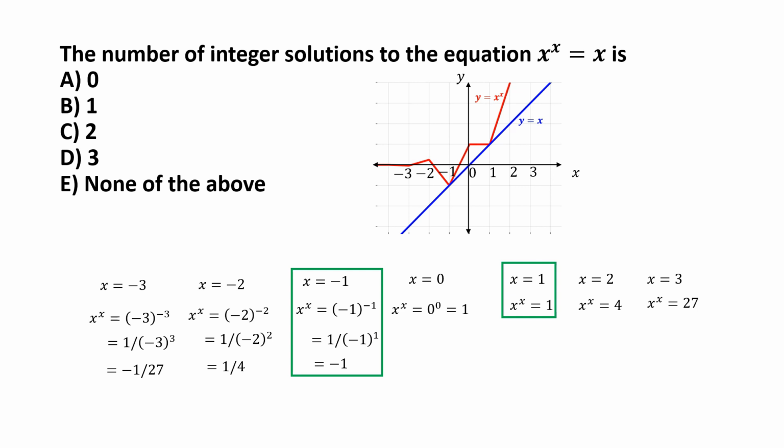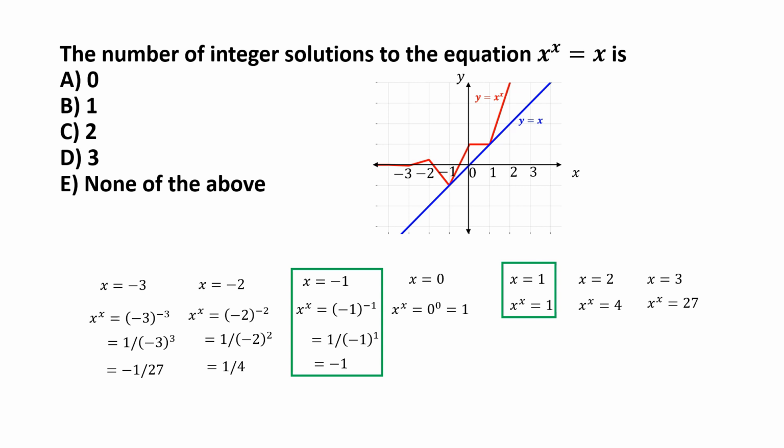Now, see what happens as x becomes more and more positive. Like I said, the graph of y equal to x to the power x, the red graph, moves more and more away from the blue graph, right? So there is no meeting point there beyond x equal to 1 on the positive side. So what happens on the negative side as x becomes more and more negative?